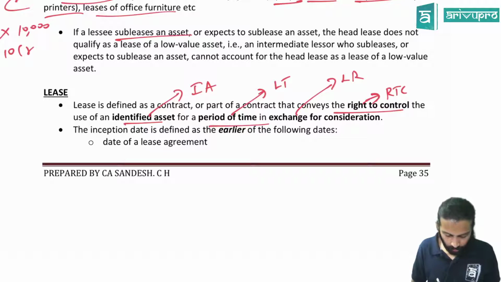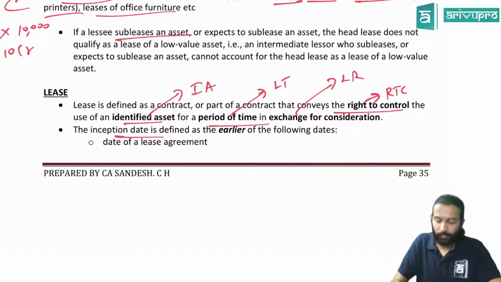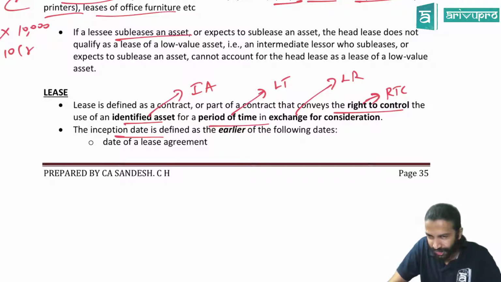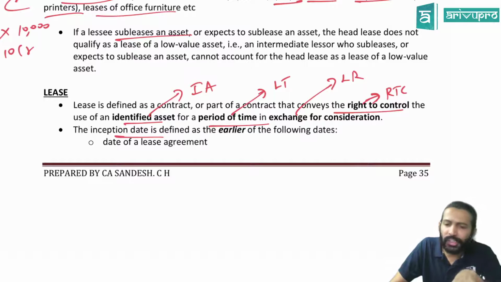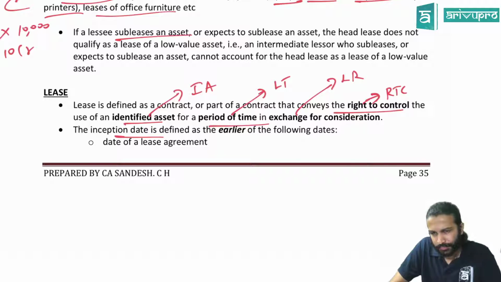No, move on. Okay. Next, we have something known as inception date. Inception date means the date on which the lease starts. So can I say lease inception date is the agreement date? Inception means starting. So the agreement will start. Can't I say it's an agreement date? Agreement can start today, but I can get control after some time also.